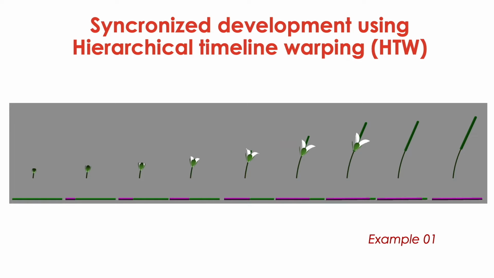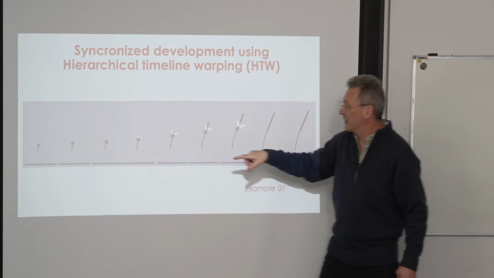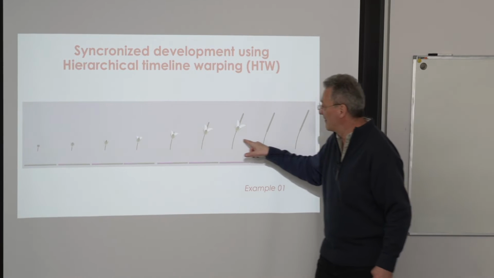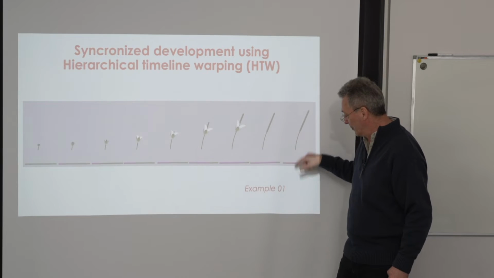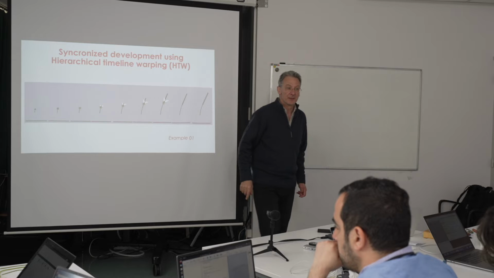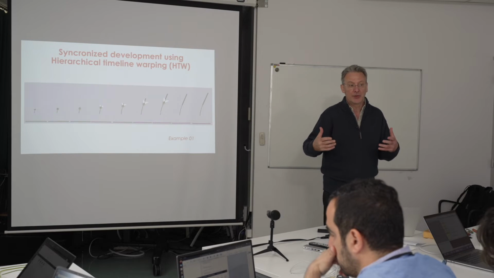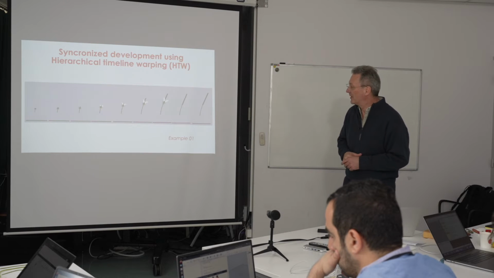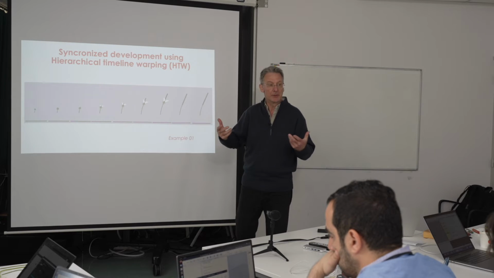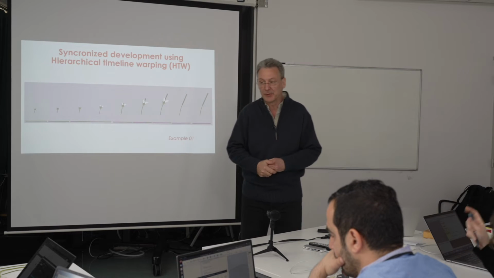Okay, and thanks to this, you can describe rather precisely the development of a flower. So I propose that you try this example 1, and that we look at this example to really understand how it works, because it will be one of the key points in making a realistic model, to have this right synchronization between the objects.